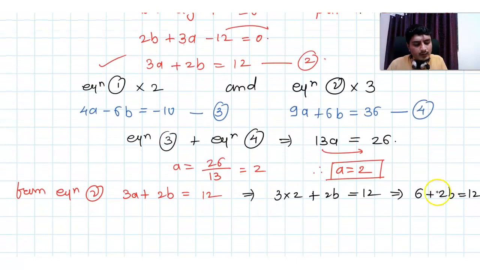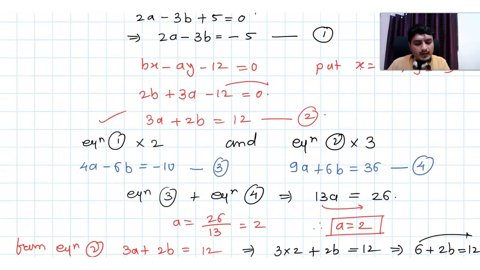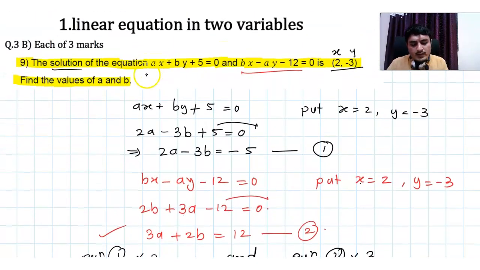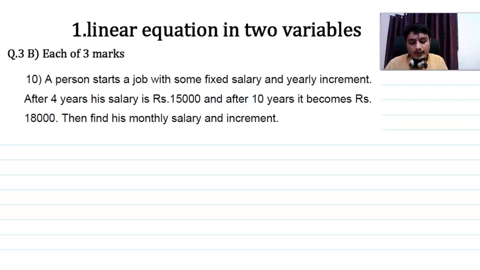To evaluate the value of variable b, try to shift 6 from LHS to RHS. So that 2b equals 12 minus 6, which is 6. Once we shift 2 from LHS to RHS, b is 6 divided by 2, that is 3. So the value of b we are getting is 3. So here we have a equals 2 and b equals 3. Then we can say that the given two simultaneous linear equations in two variables have the solution (2, 3). Now look at question number 10.